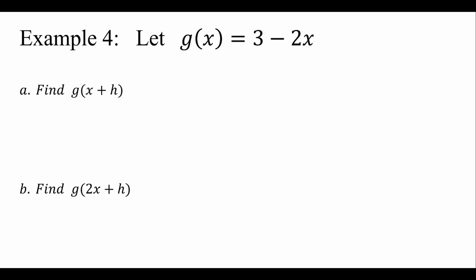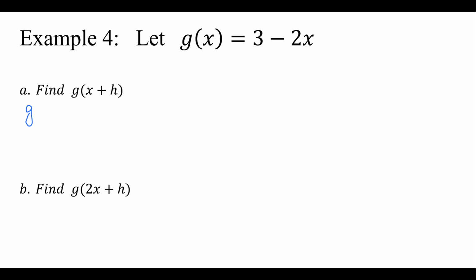We have a function g here, and g varies with respect to x, meaning give it some input x, g is going to take 3 minus double that input, and it's going to provide us some output. Now, to evaluate g of x plus h means, look at the rule for g, and anywhere you see an x, you literally replace that with x plus h. So let's go ahead and do that.